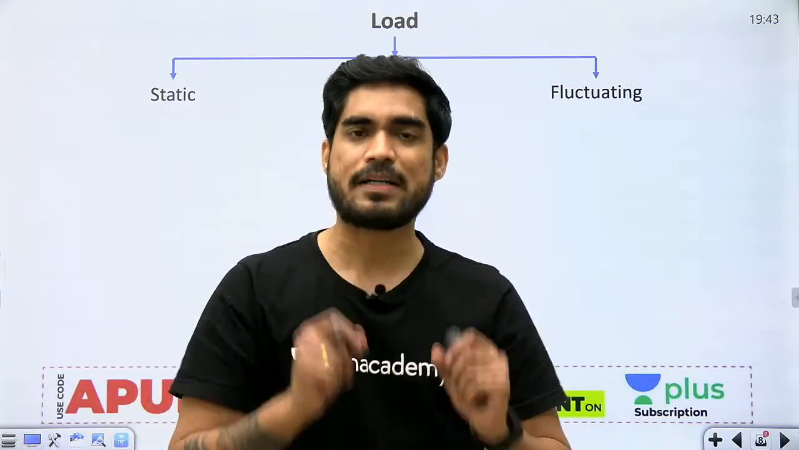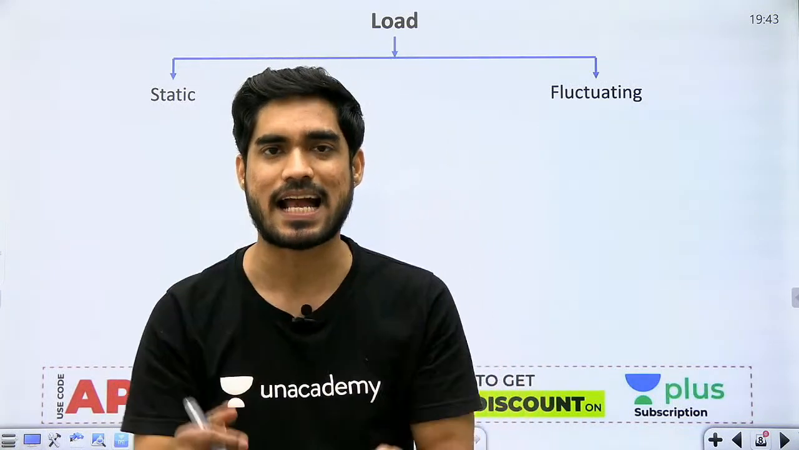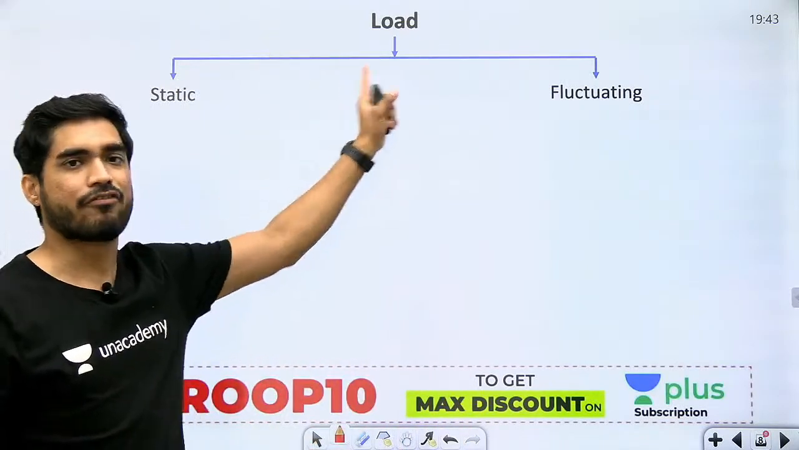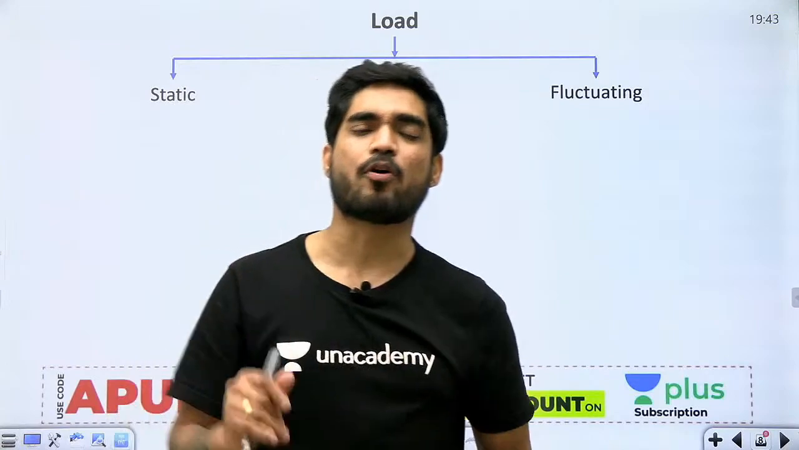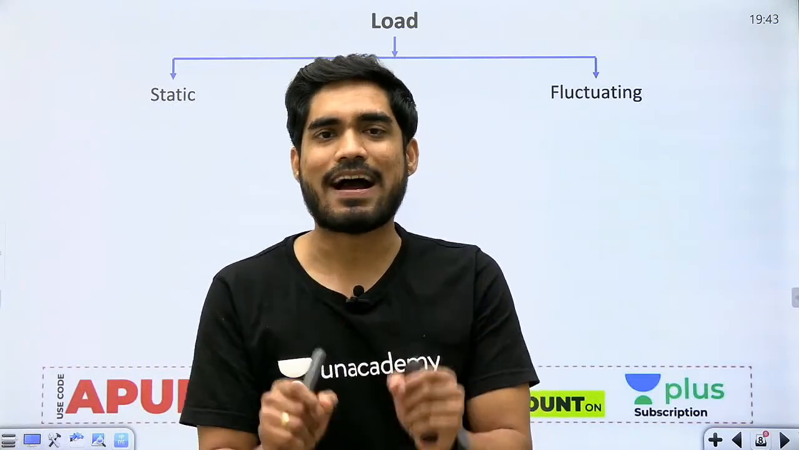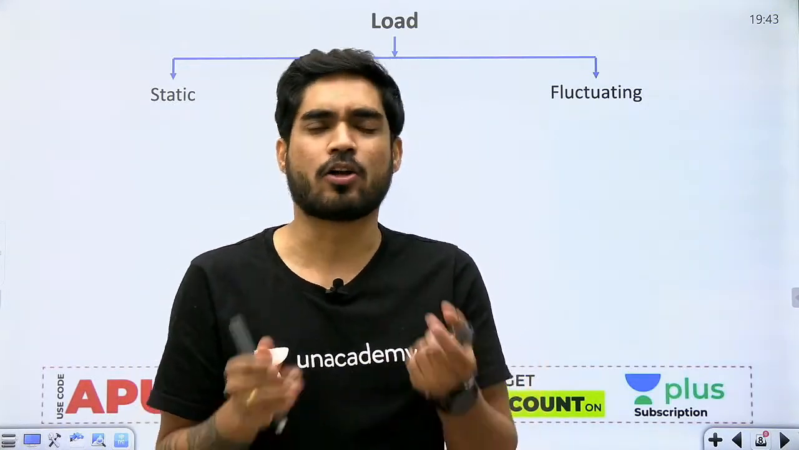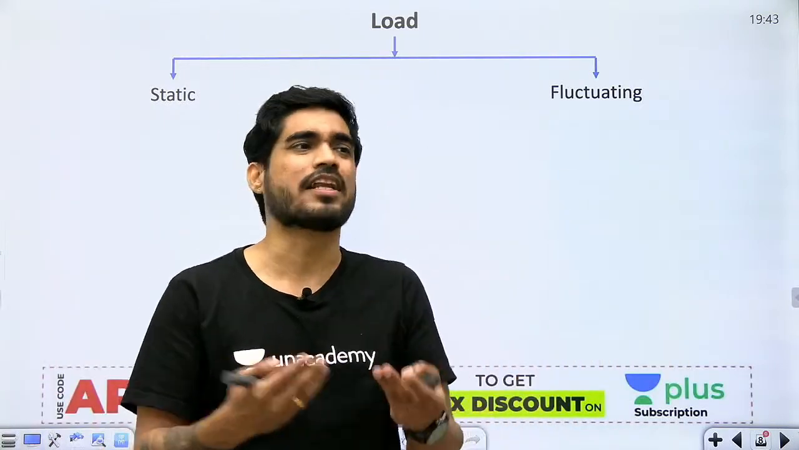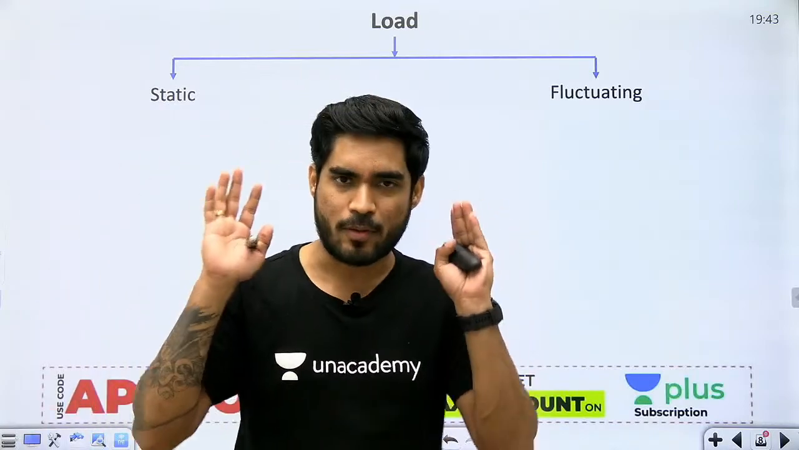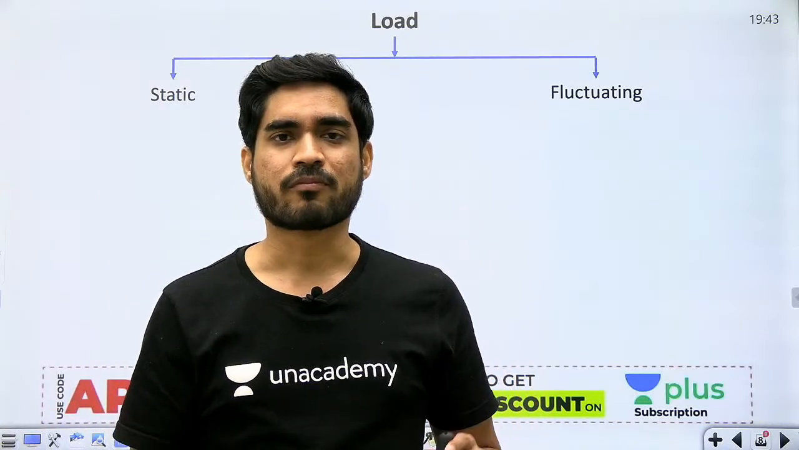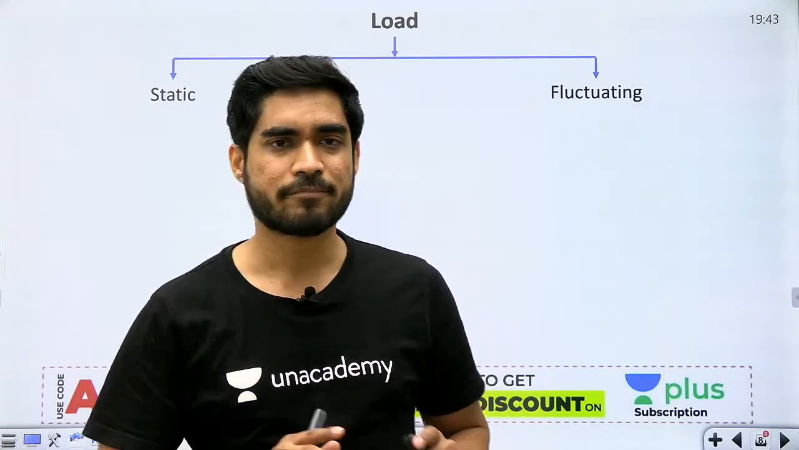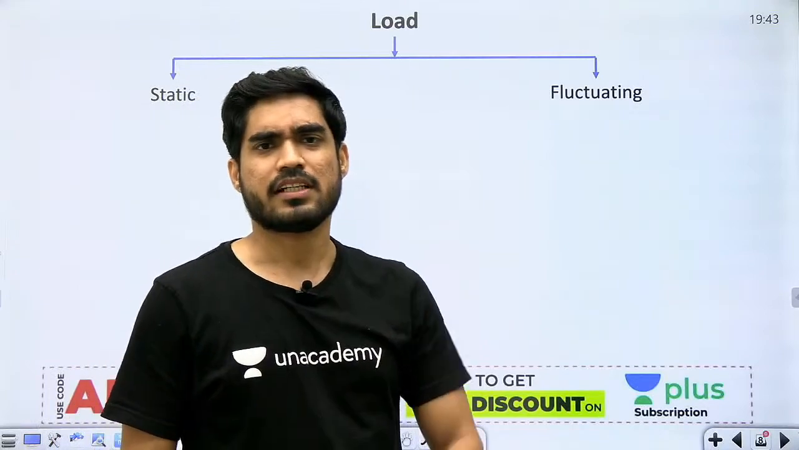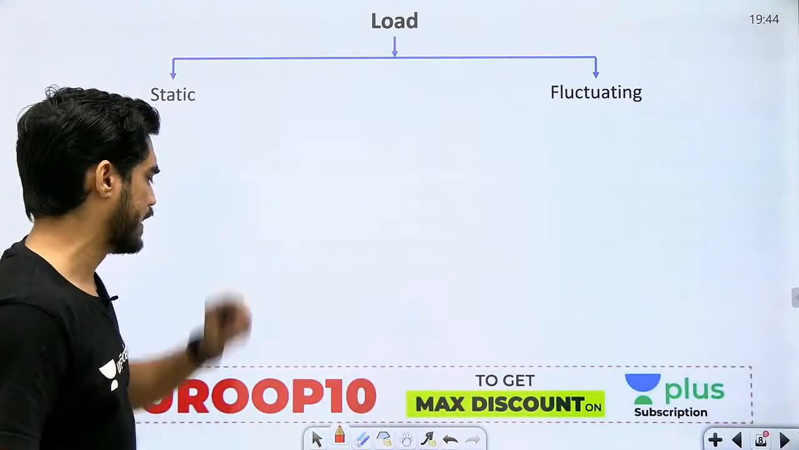Now beta, in order to understand design against load, we need to first understand what are the different types of load. From design point of view, we can divide the loads into two categories. Although there are several types of loads, with different classifications based on the nature of load, from machine design point of view, we can divide the load into two categories: static load and fluctuating load. Let's understand the difference between static and fluctuating load.